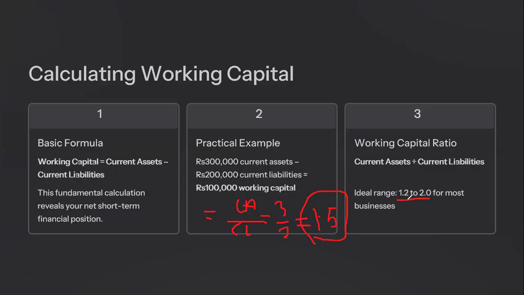But suppose the ratio is less than 1.2, the company is taking huge risk because it's not managing funds in an appropriate way. Similarly, if the ratio is more than 2, it means the value of current assets is more. So if I'm holding more current assets, then I'm losing the opportunity of investment. So what I need to take care of is that the ratio should not be more or less than 1.2 to 2.0.